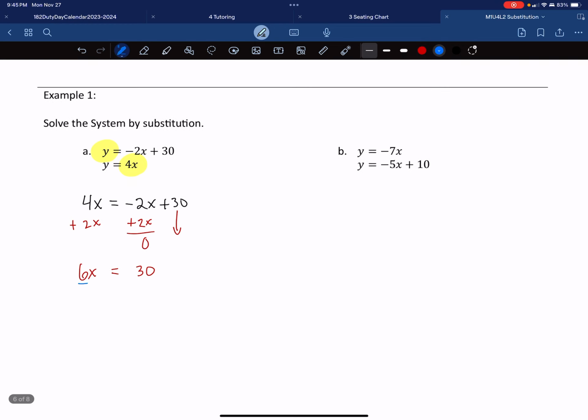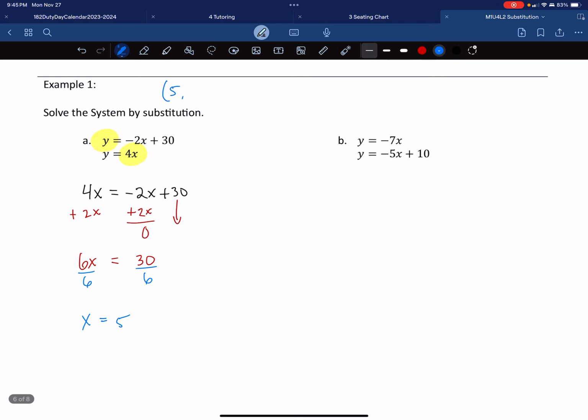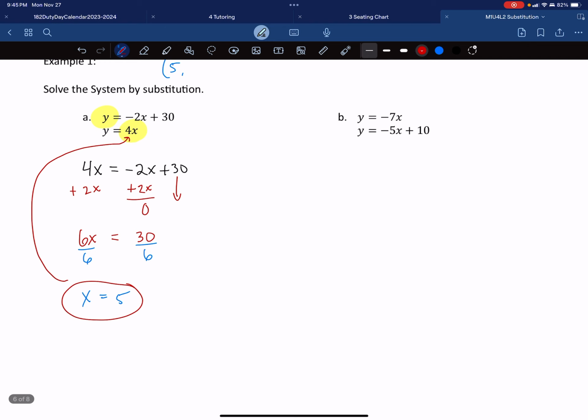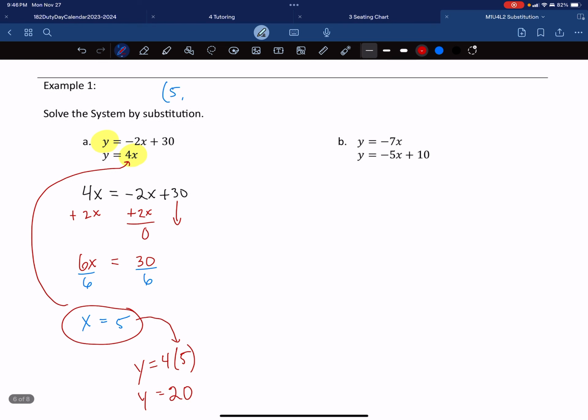Get that x by itself, so we're going to divide by 6. So x equals 5, right? So for my final answer, we're going to write 5 here. And we're just going to substitute in. We're going to take this 5 and plug it into either equation. I'm going to choose the second equation because it's easier to solve, right? So we have y equals 4x. Instead of writing x, we're going to substitute in the 5. I'm taking that 5 and plugging it right in. So y is going to just be equal to 20. So our answer to this is 5, 20.